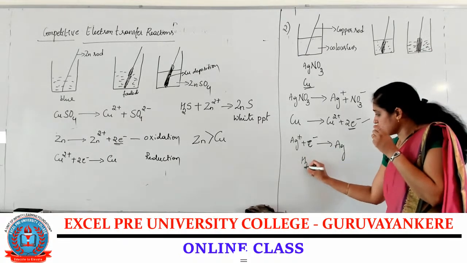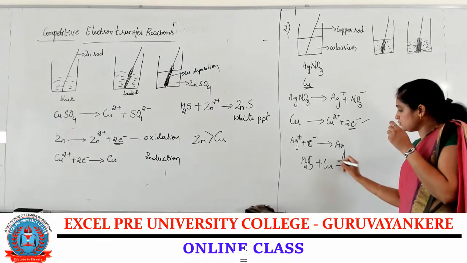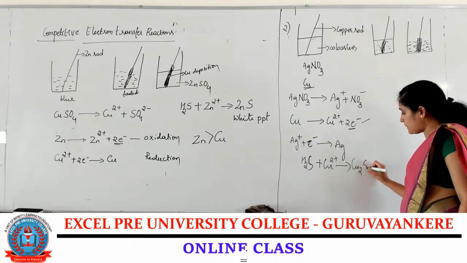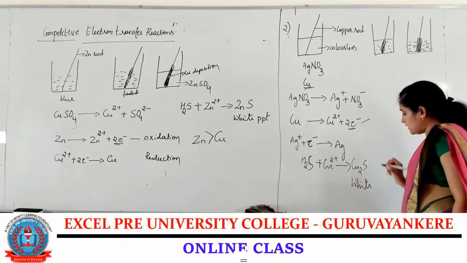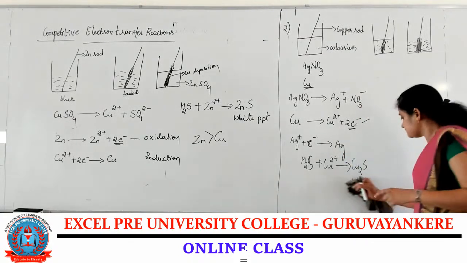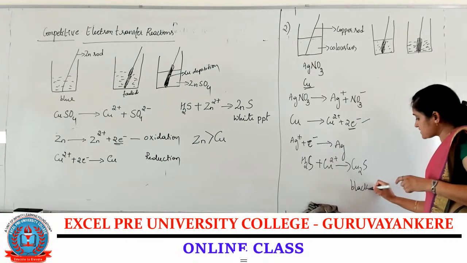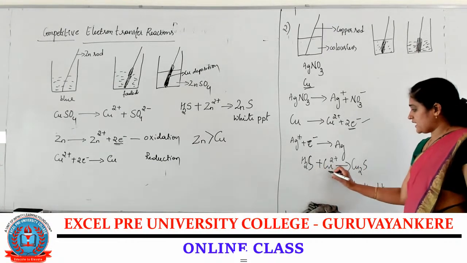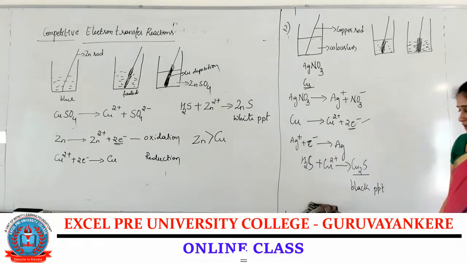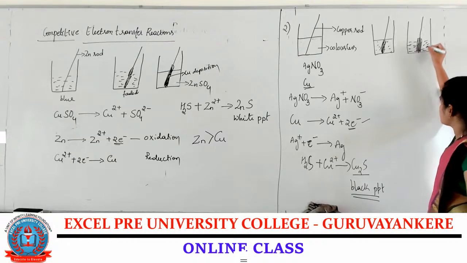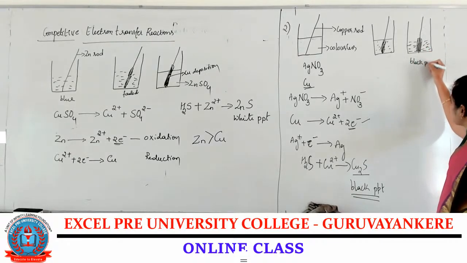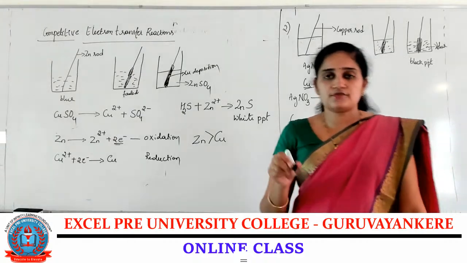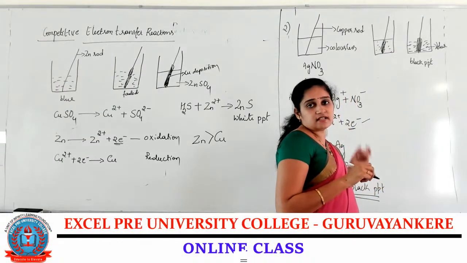If you add H2S solution into the solution containing the Cu2 plus ion, it forms copper sulfide, which is a black color precipitate. This one is a blue color solution. To the blue color solution, while adding the hydrogen sulfide solution, it forms a black color precipitate, that is due to the copper sulfide formation.